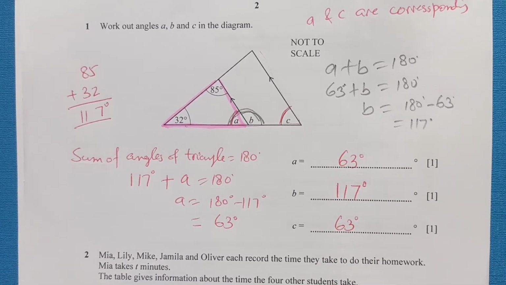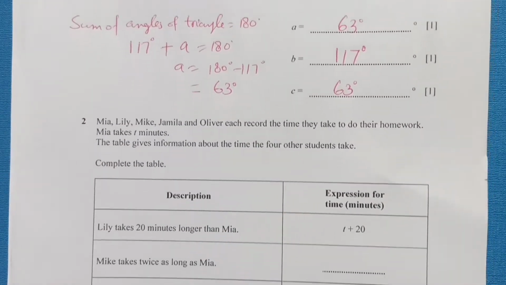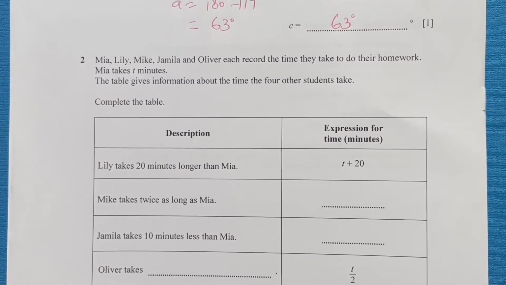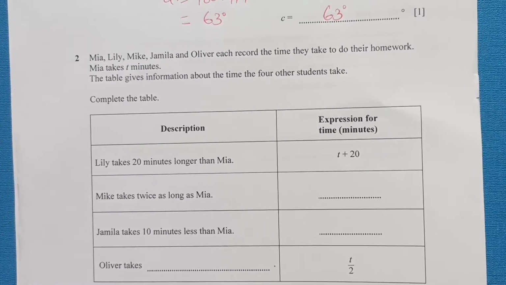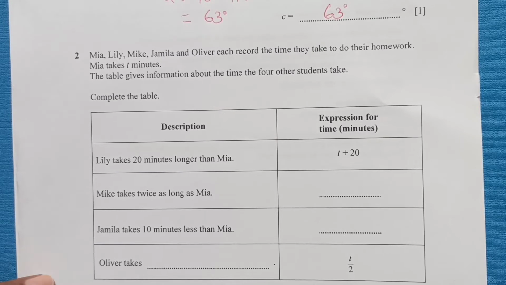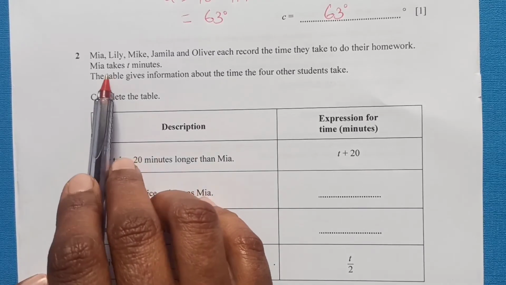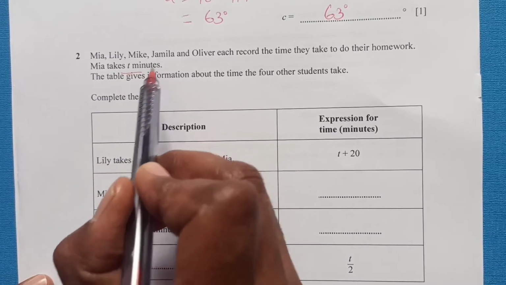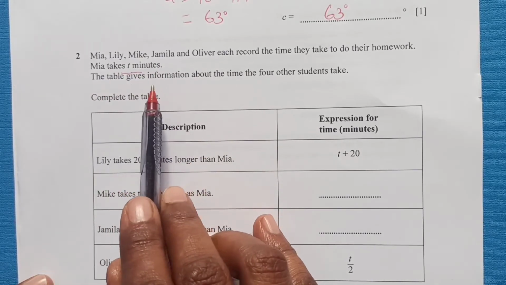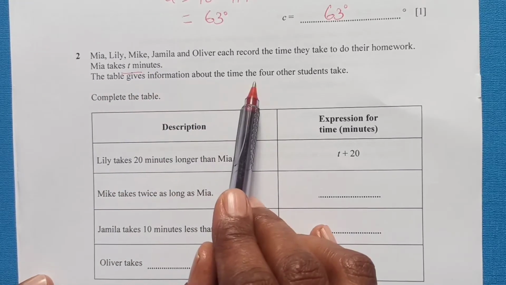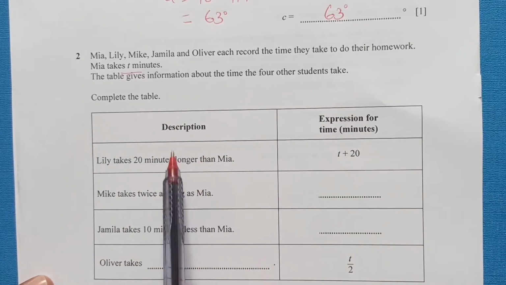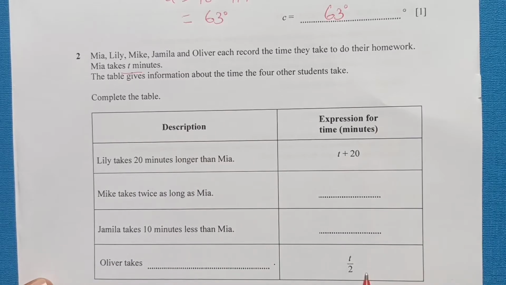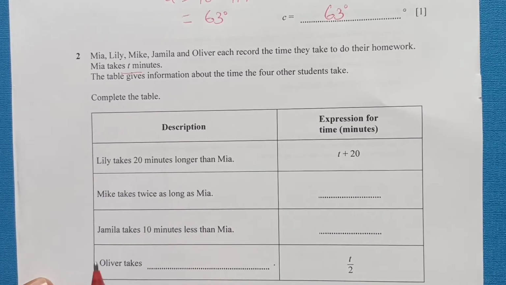So this is how you can do this step by step. Question number 2. Mia, Lily, Mike, Jamila and Oliver each record the time they take to do their homework. Mia takes T minutes. The table gives information about the time the 4 other students take. So we have here the description and then the expression. The question is to complete this table.